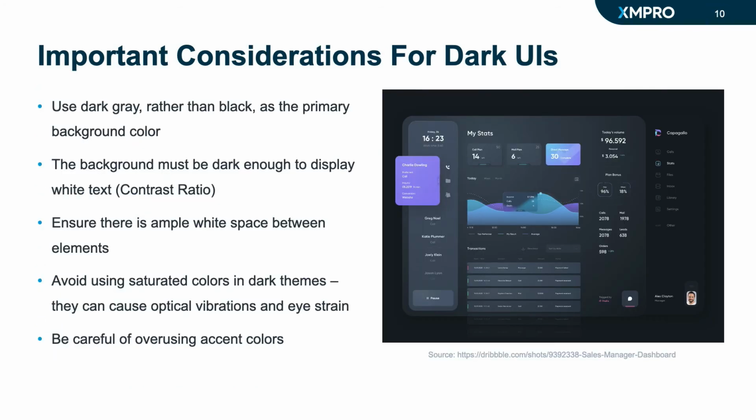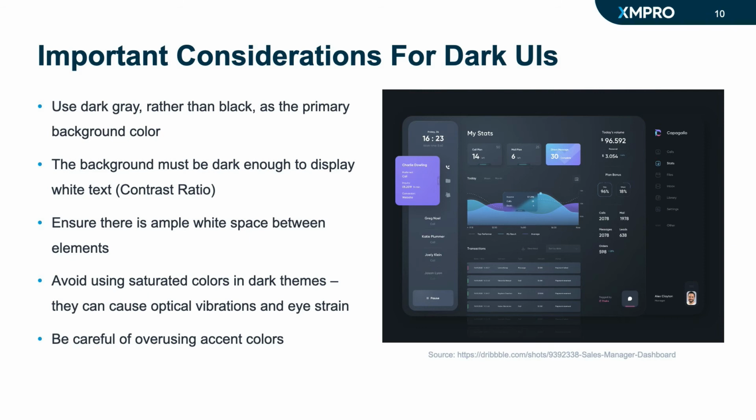Before we look at all the helpful color palette resources I've gathered for you, there are a few important considerations when it comes to creating dark UIs. Firstly, you want to use a dark gray rather than black as the primary background color for your dark UI. The background should also be dark enough to display white text, which means that it needs a good enough contrast ratio, ideally 4.5 to 1.